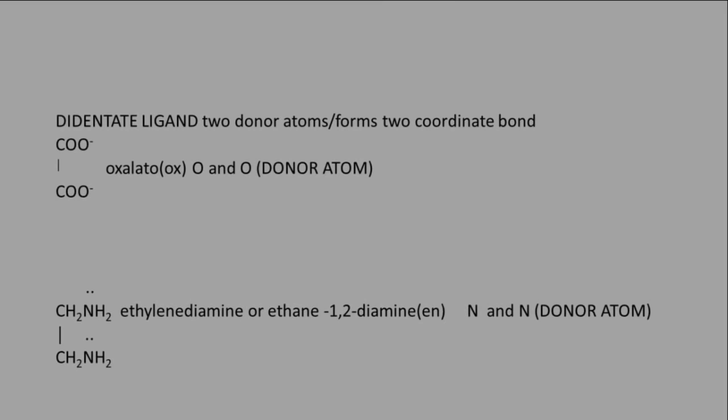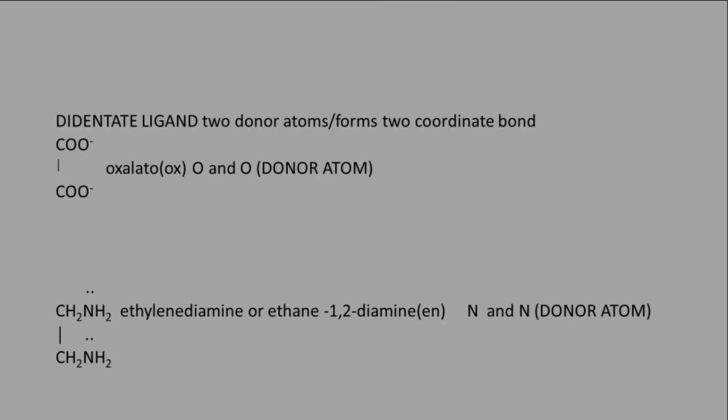A didentate ligand has two donor atoms and can form two coordinate bonds. For example, in case of oxalato, which is written as C double bond O with a negative charge and C double bond O with a negative charge, you can understand with the example of oxalic acid. You just remove two hydrogens, it carries 2 unit negative charge. So there are two oxygen atoms which can donate to the central metal ion. So the donor atoms are two. That is why we call it a didentate ligand.